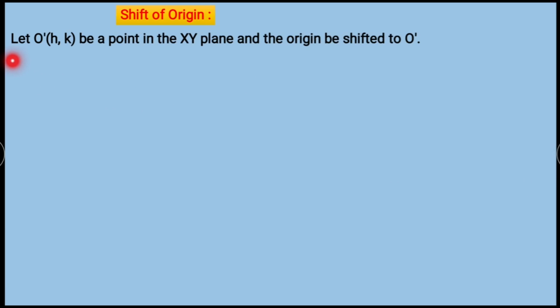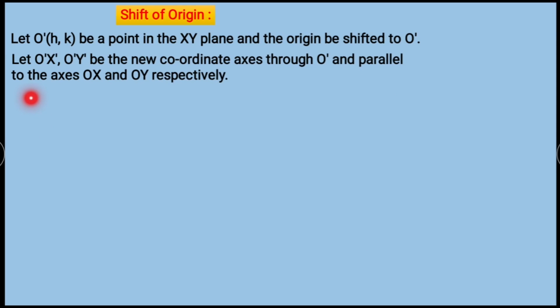Now today we start a new topic from straight line: shift of origin. See here, let O dash (h, k) be a point in the xy plane and the origin be shifted to O dash. Here we consider first the xy plane and we shift the origin to this point O dash of (h, k). Let O dash x dash and O dash y dash be the new coordinate axes through O dash and parallel to the axes OX and OY respectively.